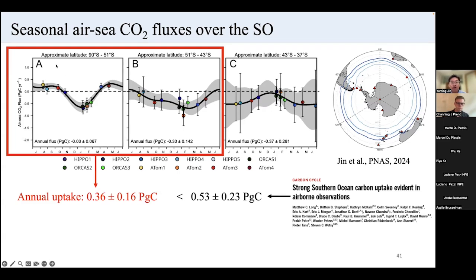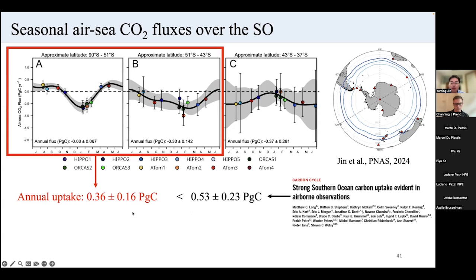In addition, if you integrate the first two bands, the annual uptake from my estimate is about 0.36 petagram carbon per year. This is consistent with what we learned in CO2 inversion and what we learned from the pCO2 estimate. So this number is actually smaller than the other estimate from Matt Lang's Science paper, which used the same data but different methods. Despite a small difference in the spatial domain, this study is only focusing on south of 45 degrees south, but my study is bounded by another atmospheric coordinate.